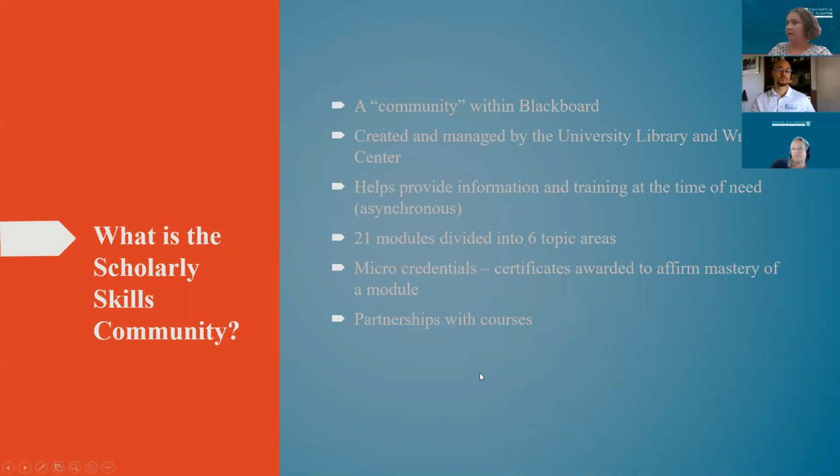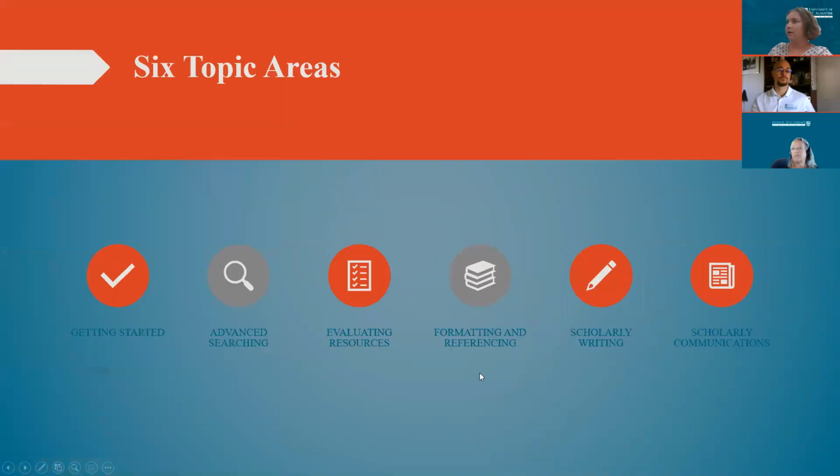Okay, moving on here, six topic areas. So I mentioned that we have 21 modules in six topic areas. Those topic areas are getting started, advanced searching, evaluating resources, formatting and referencing, scholarly writing, and scholarly communications.